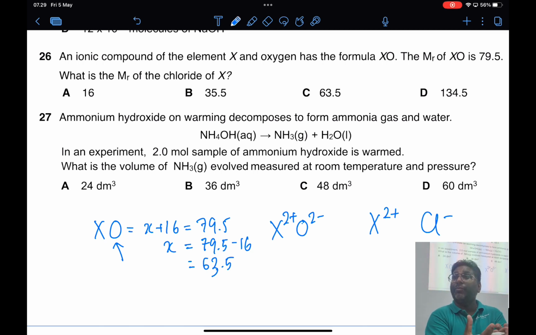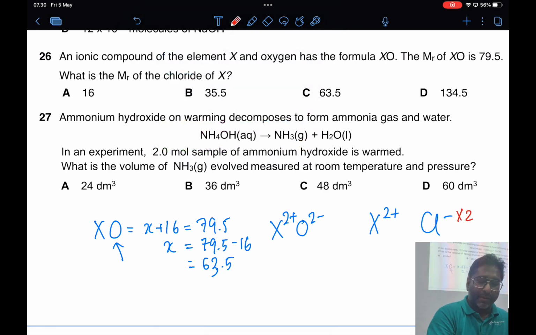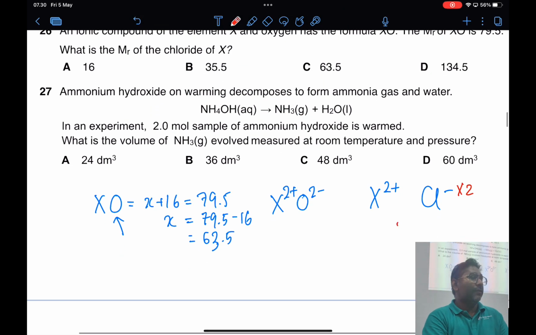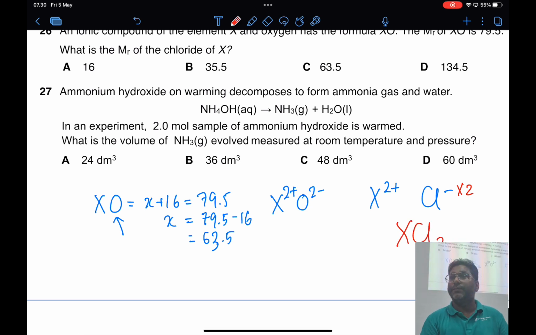When I join them together, I am going to have this one must times by 2, so I will have XCl2. You need to know that this is the ionic compound that will be formed.